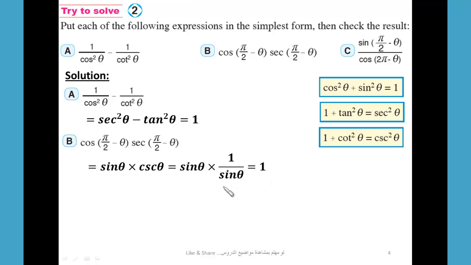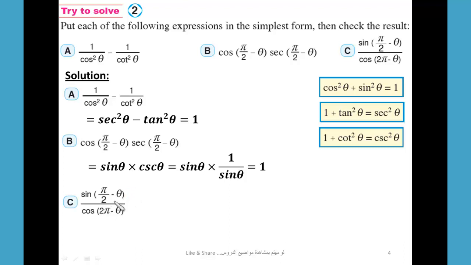If you choose theta equals pi over 2, you will get sine pi over 2 multiply 1 over sine pi over 2 equals 1. Pi over 2 is 90. Sine 90 multiply 1 over sine 90 in your calculator equals 1. It's true for some values of theta because it is an equation.